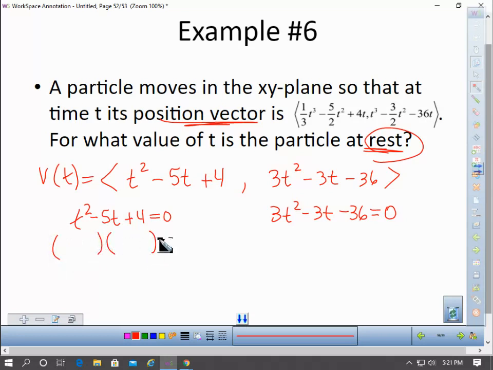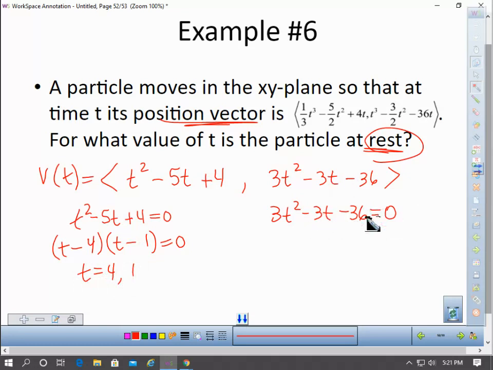So when we factor this, we get t and t. Factors of 4 are 4 and 1 to give us 5 in the middle. They both have to be negative to get a negative 5 in the middle. So when I solve this, I get t is 4 and t is 1.